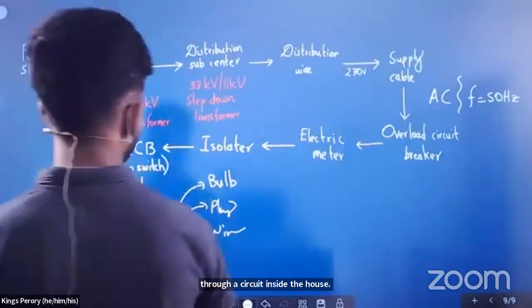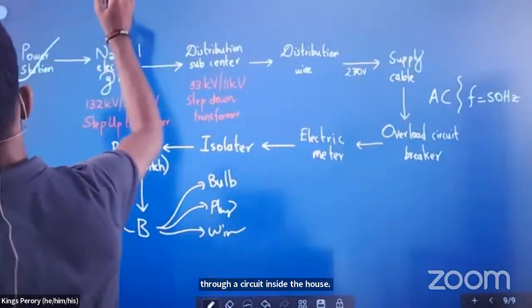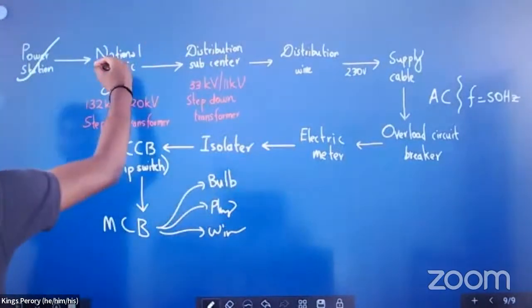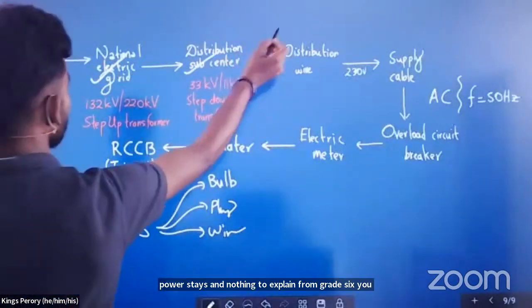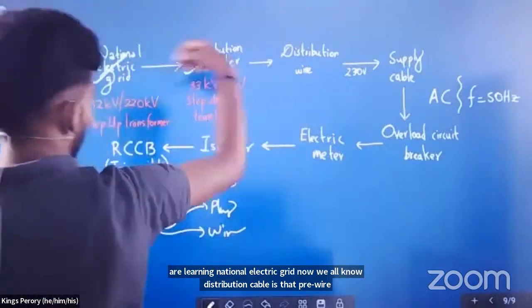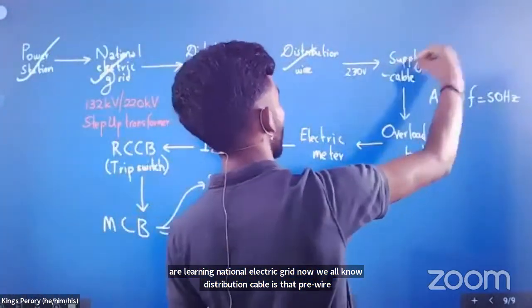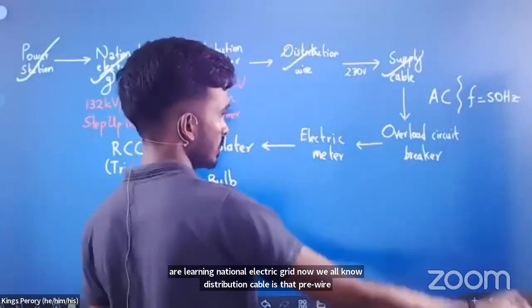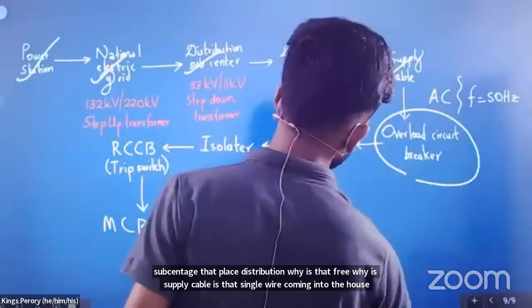Power station, nothing to explain, you have learned it from grade 6. National electric grid, now you all know. Distribution subcenter is that place. Distribution wire is that 3-wire. Supply cable is that single cable coming into a house. I'll explain about the overload circuit breaker.